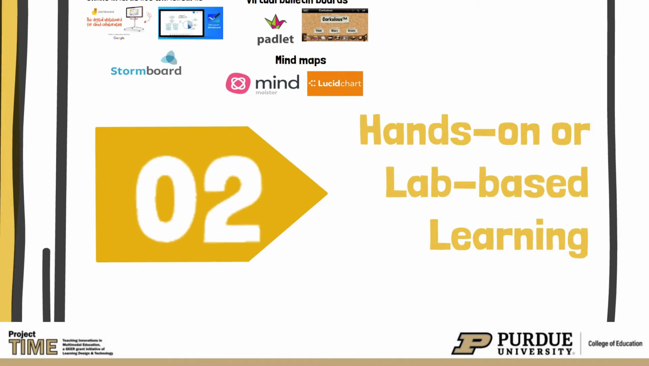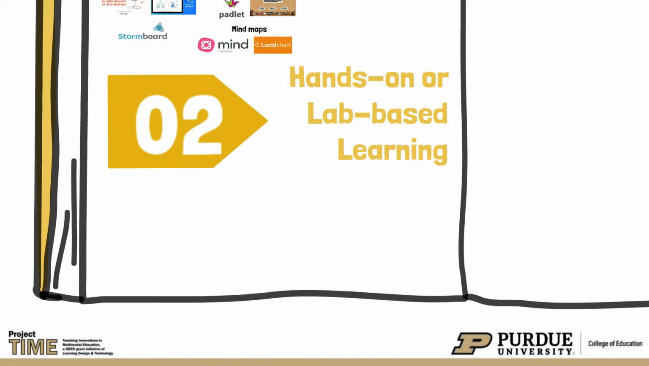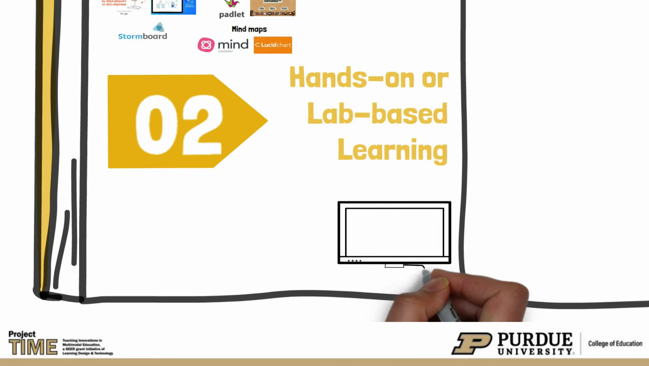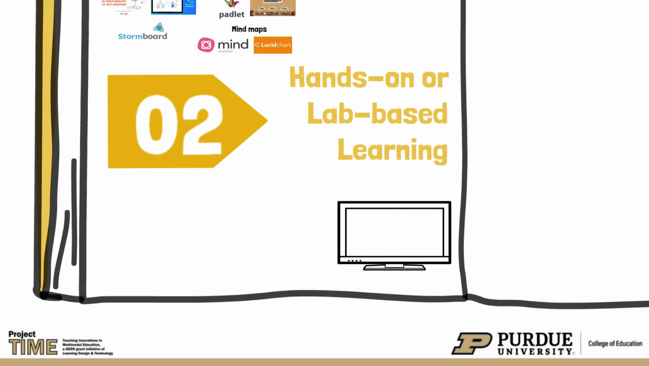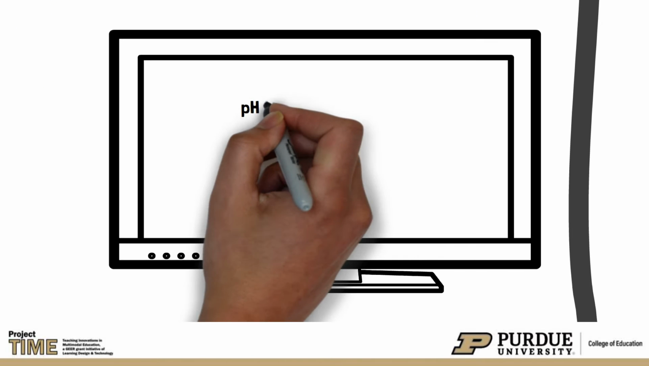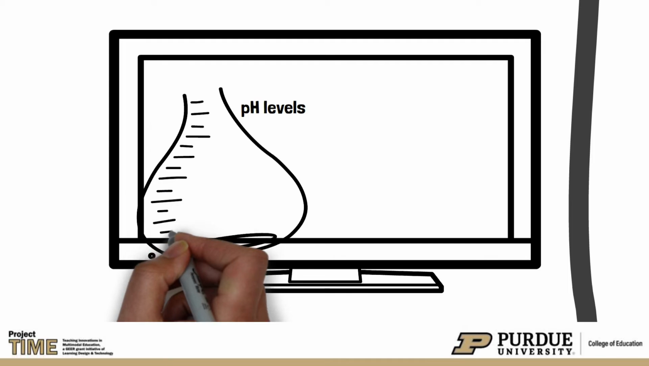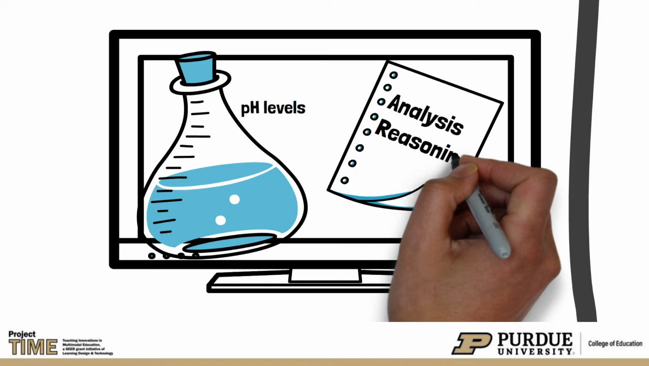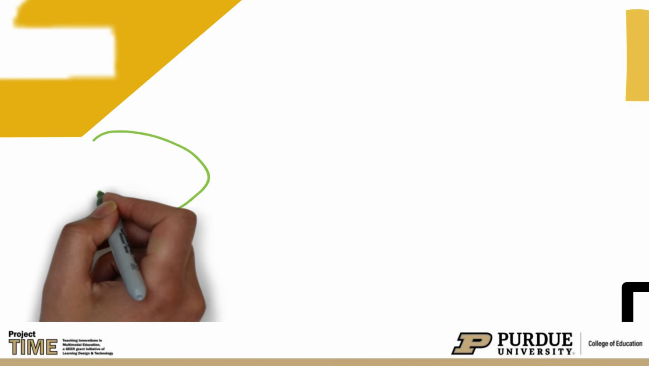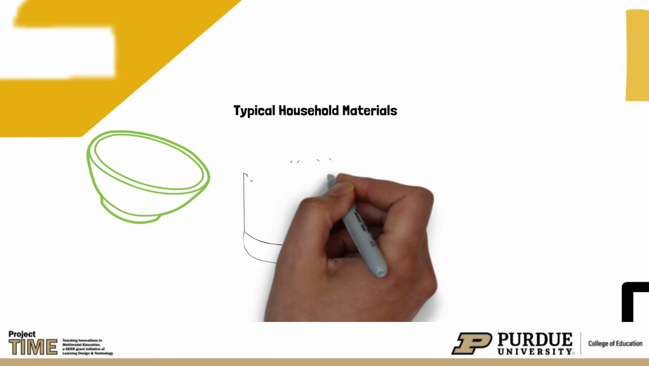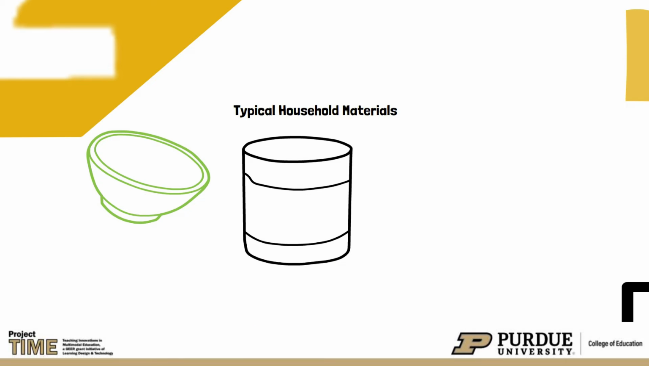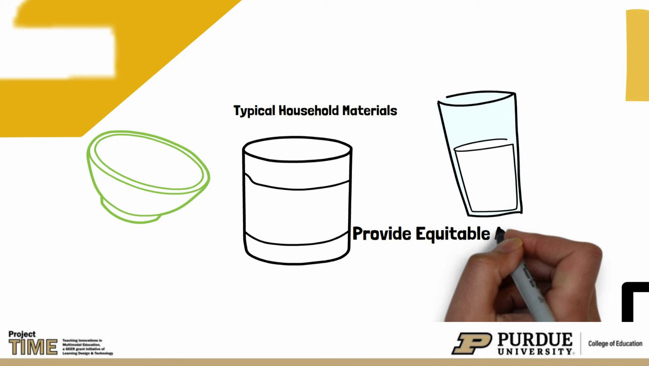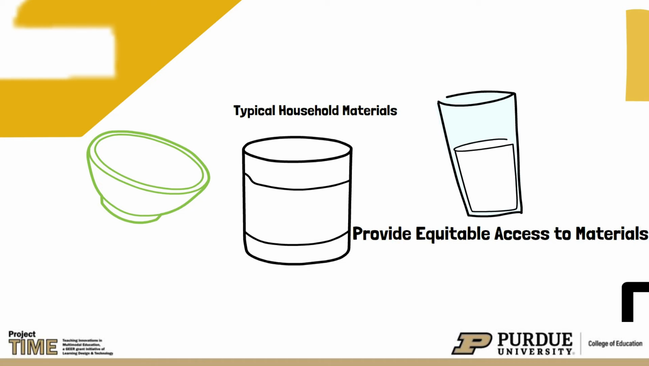With adaptations, hands-on or lab-based activities can still be highly effective in online environments. For example, students engaged in an online biology simulation on pH levels of certain liquids may lack the tactile feel of lab equipment, but the online simulation can still promote scientific analysis and reasoning. In some instances, students can perform similar activities using liquids they find around their home. When adapting hands-on or lab-based activities, consider how to provide equitable access to materials so all students can be successful.